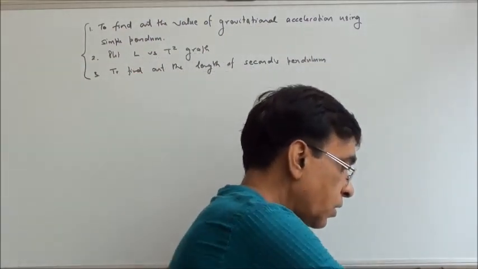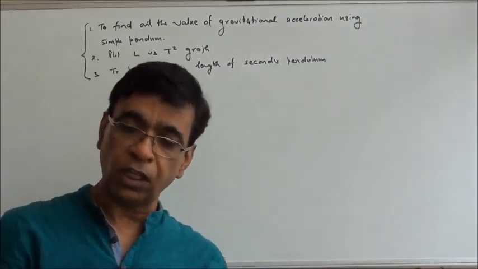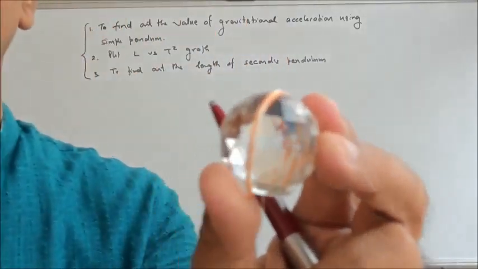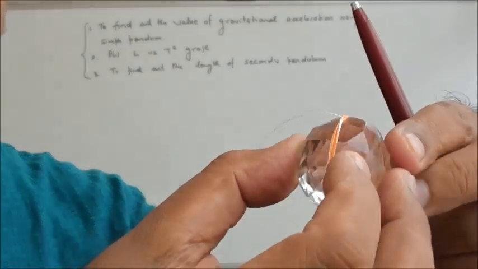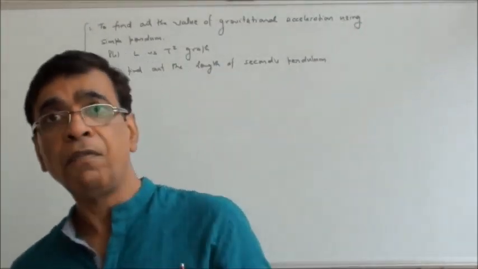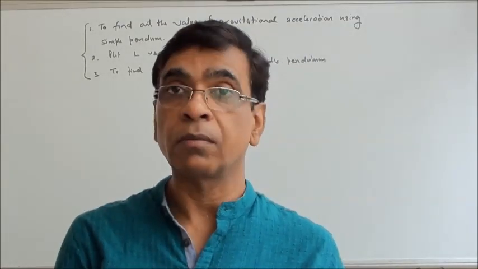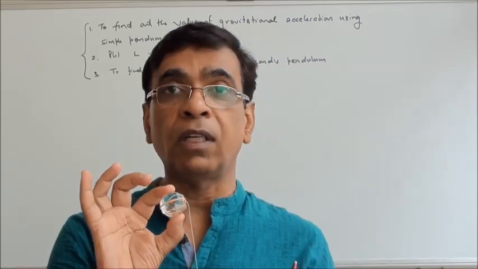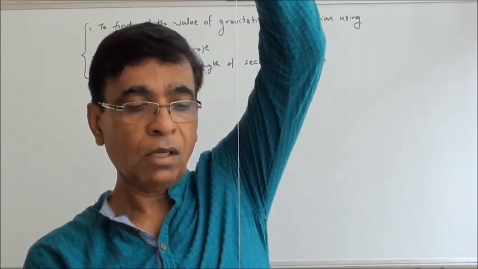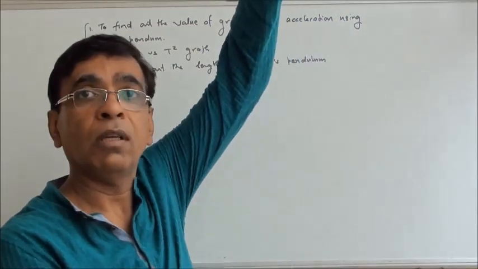So the first step is to prepare a pendulum bob with whatever material you have. I could find this one. This is glass, but you can use any heavy and spherical body as a bob. A lemon can also be used, but prefer to have it spherical. Then use a string to tie this. This is called the bob, and this is now the pendulum.